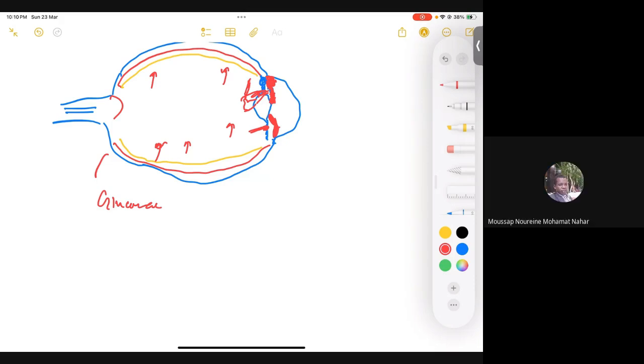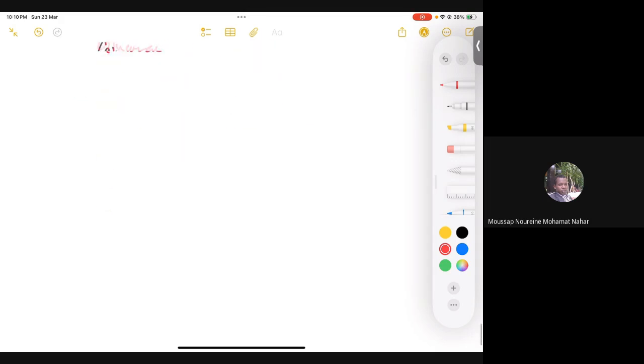Okay, so this was all about glaucoma. Let's discuss some of the refractive errors, right? So we have a lot of refractive errors. We have hyperopia, we have myopia, and we have astigmatism, right? So the first one is hyperopia.